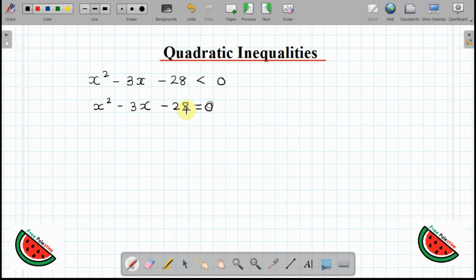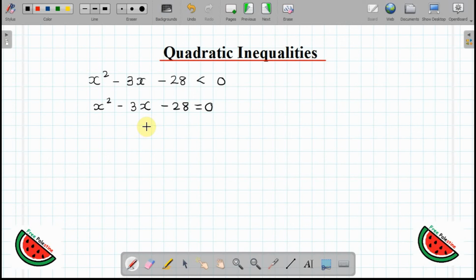That's my first step. Okay, now I'm going to try and factorize it again. The coefficient of x squared is 1. The y-intercept is minus 28. So I do 1 times minus 28. That gives me minus 28.